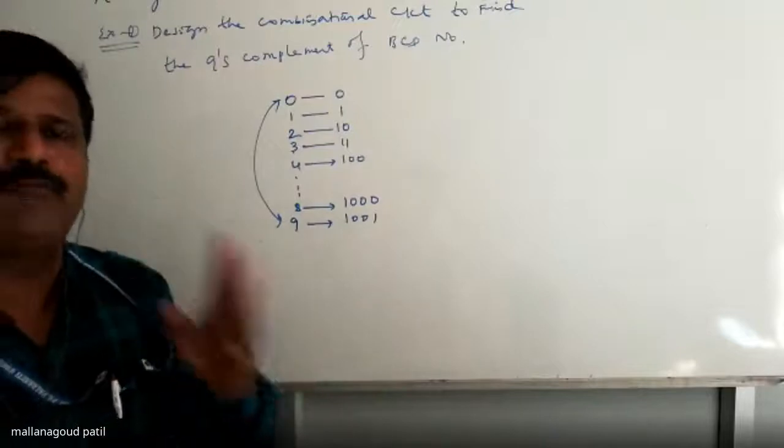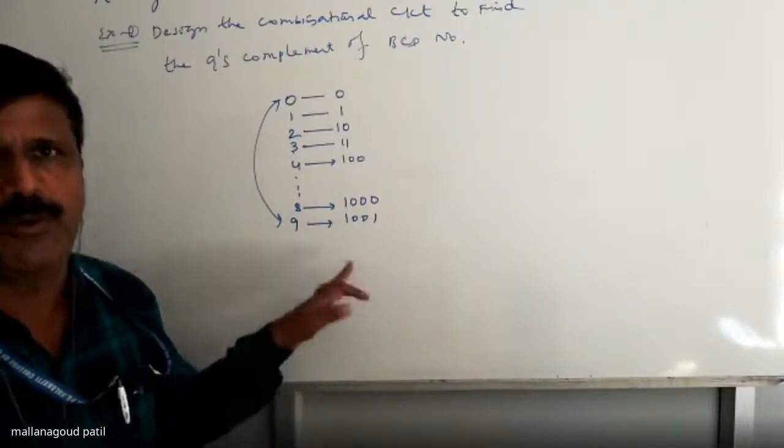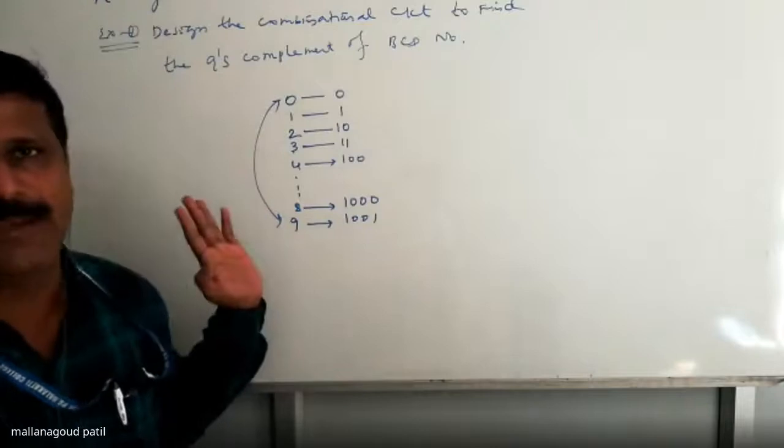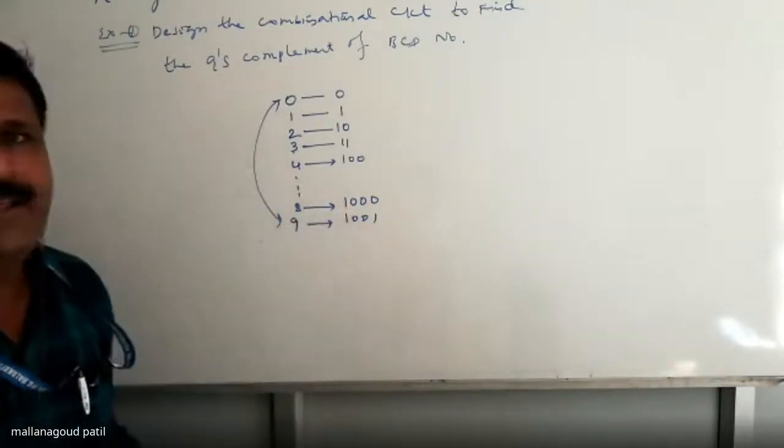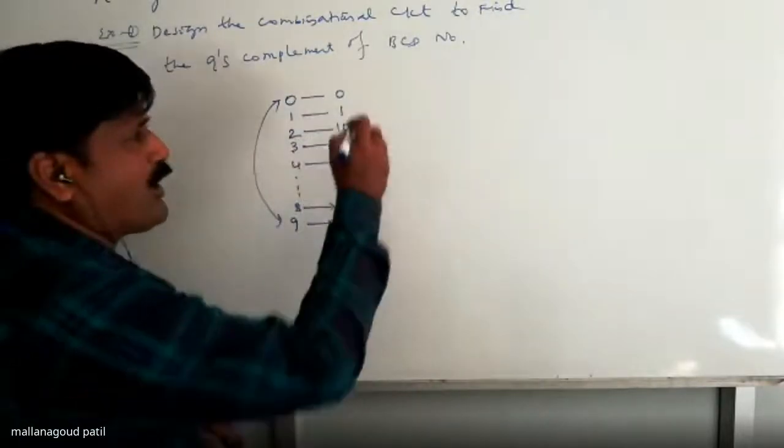Then the input should be 4. Combination network input should be 4, because all the time you have to represent the highest value. If I have a 9, 4 bits are necessary. Then I can represent from 0 to 9 all in 4 bits.